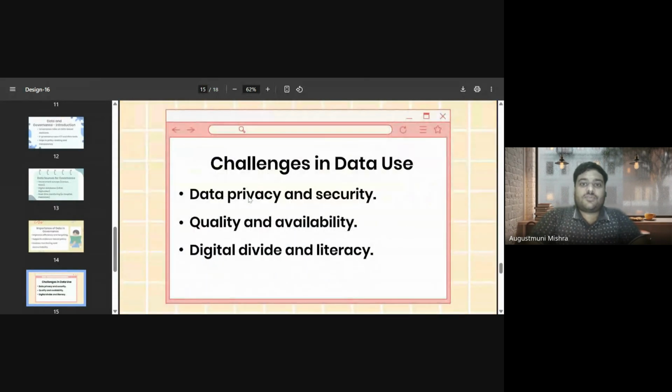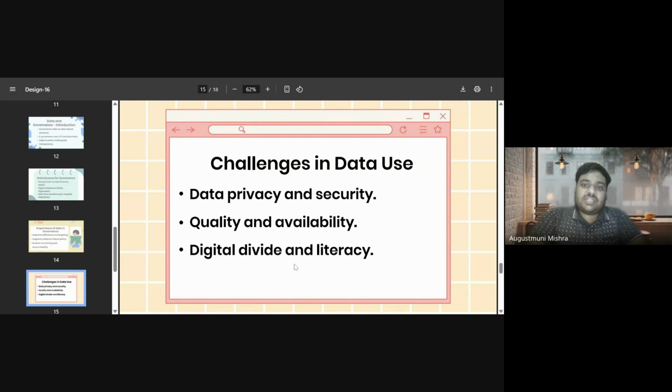So what are the challenges? I'm just briefing because that is also a part of our data interpretation. What can be the challenges in data use? Data privacy and security, quality and availability, and the digital divide and literacy. Data privacy and security, I think everyone knows that anyone can hack the system, or by using spam mail they can get your information. Quality and availability also means fake or fabricated data can be there.